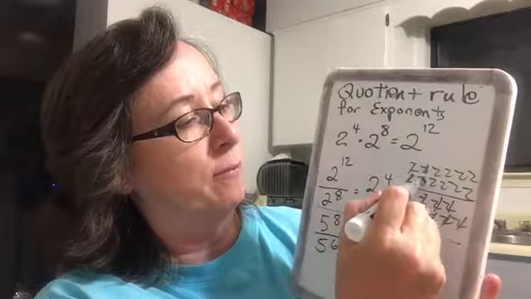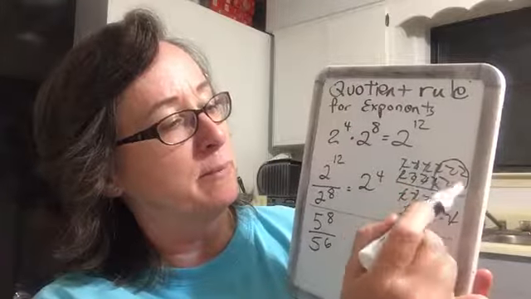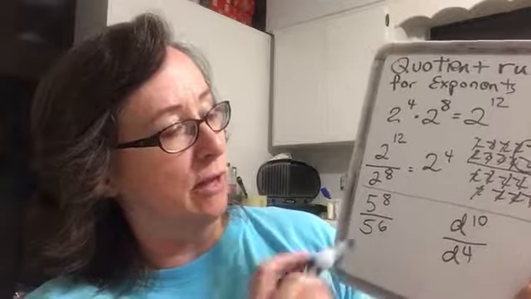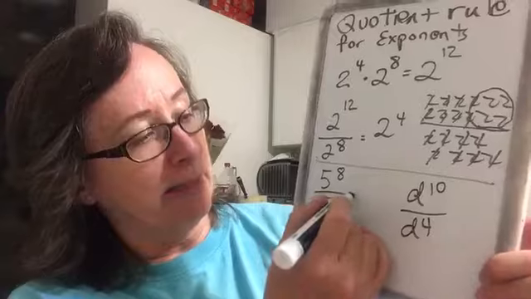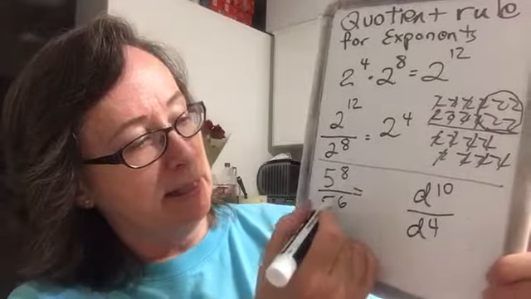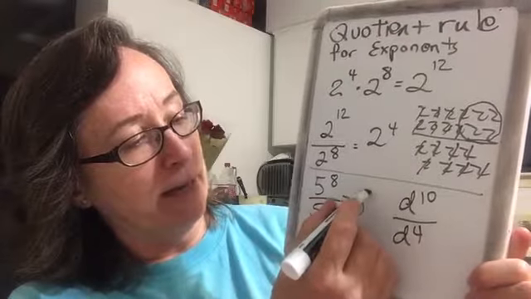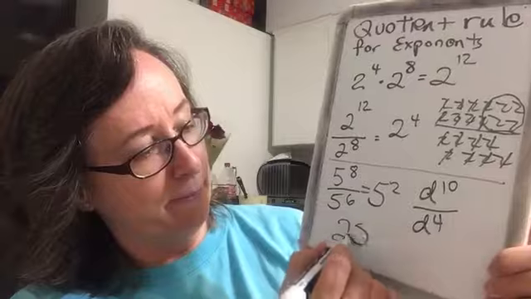1, 2, 3, 4, 5, 6, 7, 8. And we'd wind up with 2 times 2 times 2 times 2, or 4 2's left over. So it's kind of a weird picture. But let's start using this. So we have the same base, so we subtract the exponents, so we get 5 squared, and we know that 5 squared is the same thing as 25.